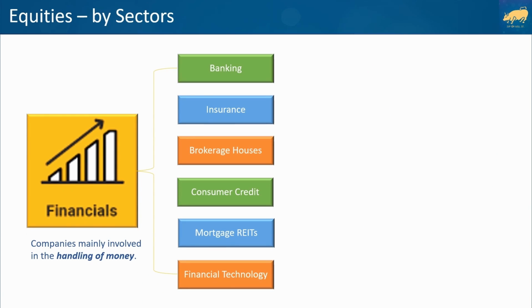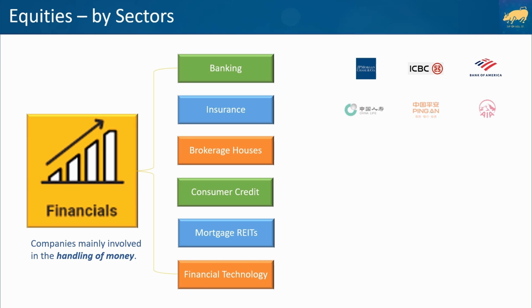The financial sector covers companies that mainly handle money. The sector includes industries like banking, insurance, brokerage houses, consumer finance, mortgage-related real estate investment trusts or REITs, and financial technology or fintech. Looking into these industries globally, we see that JP Morgan Chase, Industrial and Commercial Bank of China, and Bank of America are the largest banks.